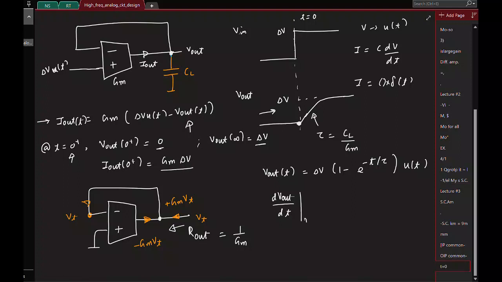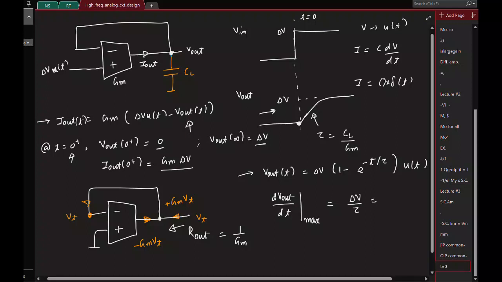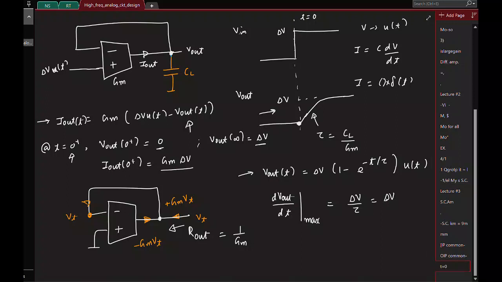So what is this maximum slope? Of course, you can differentiate this. It is delta V by tau. What is tau? Here, what do you get? Delta V times Gm by CL. Okay. So why does this make sense?